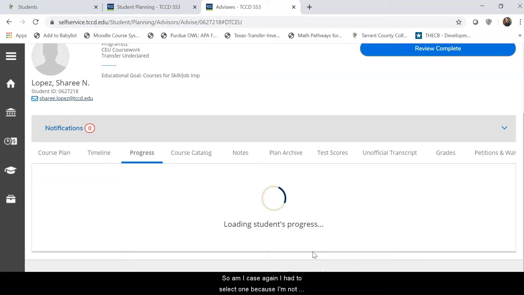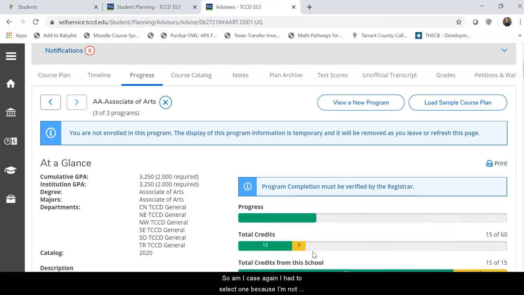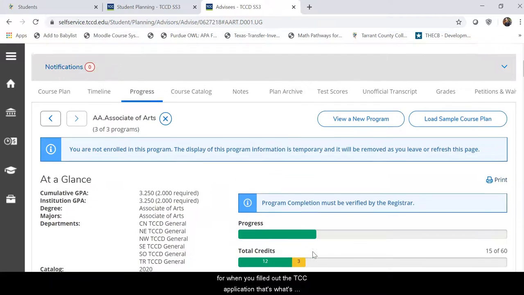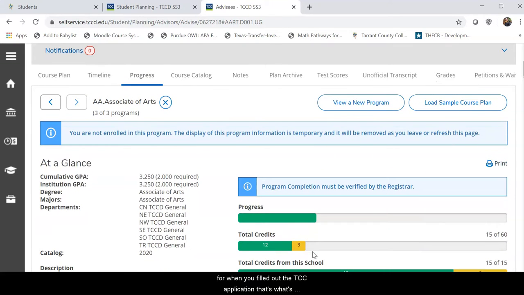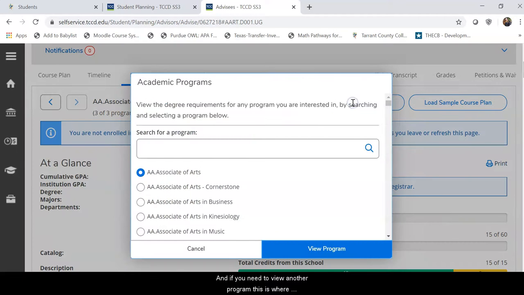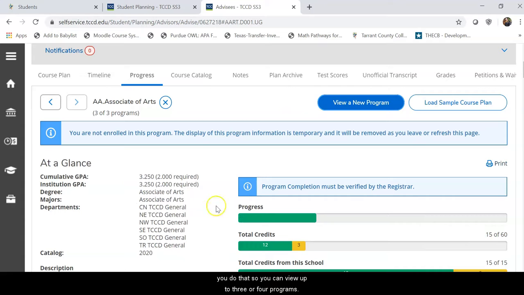So in my case, again, I had to select one because I'm not actively a student, but in your case, whatever you signed up for when you filled out the TCC application, that's what's going to populate right here. Okay, and if you need to view another program, this is where you do that. So you can view up to 3 or 4 programs at one time.